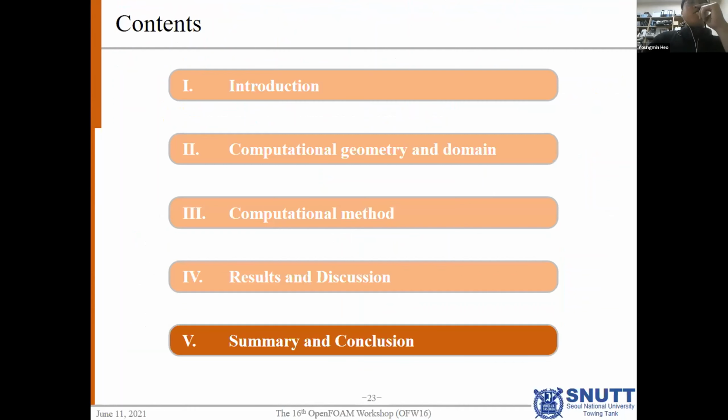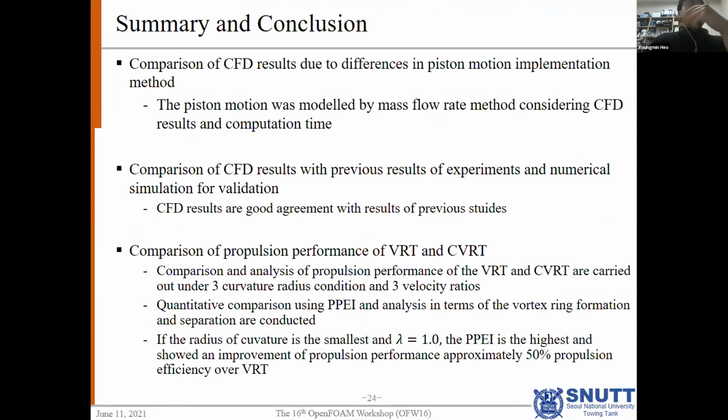Finally, summary and conclusions. Comparison of the CFD result due to difference in piston motion implementation method. The piston motion was modeled by the mass flow rate method, considering CFD result and computation time. Comparison of CFD result with previous results of experimental and numerical simulation for validation. CFD results are in good agreement with results of previous studies.